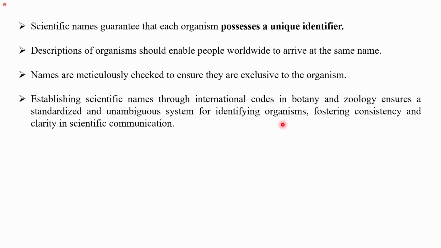The same way, in the scientific community, if I talk about plants, animals, microbes or any other organism, all of these organisms are identified by different names, and these names are unique identifiers, unique to that particular organism, irrespective of the place where it is. So in the scientific community, they have an unambiguous system for identifying organisms that helps in maintaining consistency and clarity in scientific communication.